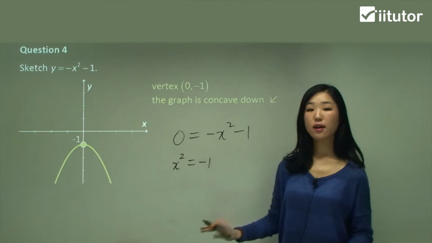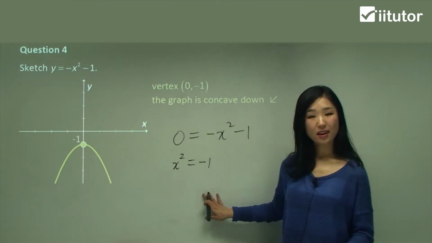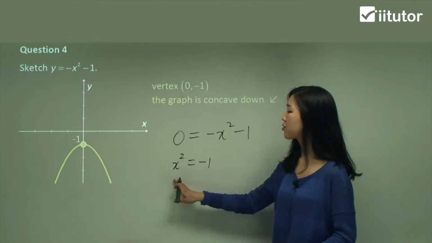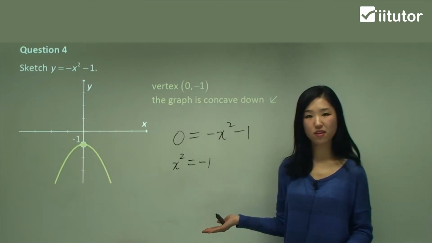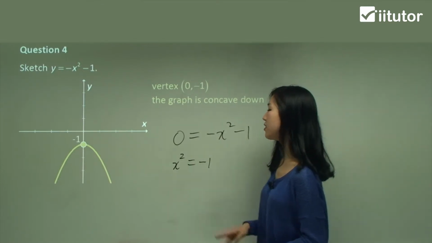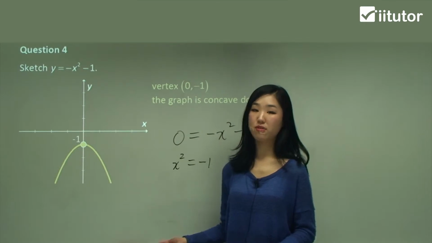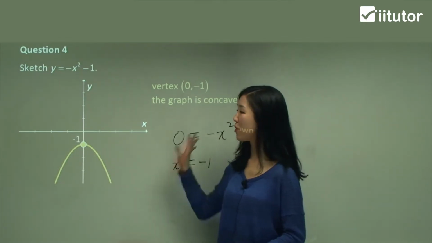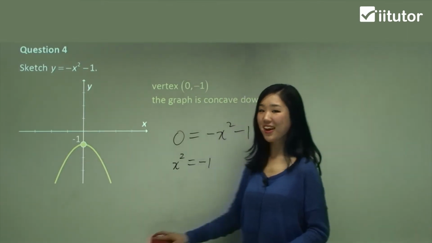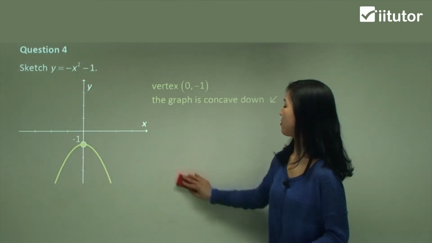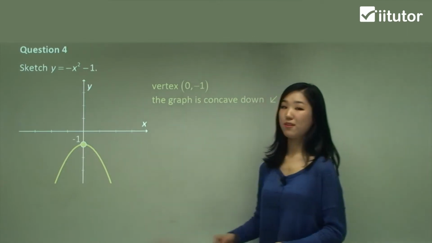Now have a look here. Can x squared be a negative number? Something squared is always positive, so we cannot solve this equation. x squared cannot be negative, so therefore we have no x-intercepts. That's why we just ignore the x-intercepts for this one, because we know that there's not going to be any. So that was, again, hopefully pretty simple.